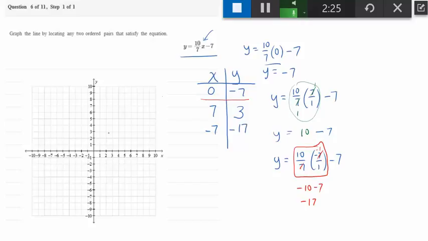So let's plot these. 0, -7 would be right here. 7, 3 would be over 7, up 3, so right there. Those 2 points alone are good enough. But let's just see if this one seems reasonable. If I went over -7 and down 17, sure enough, I'd be down here somewhere. And it looks like these line up.